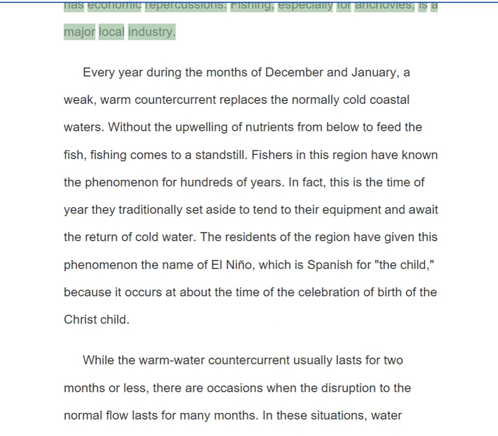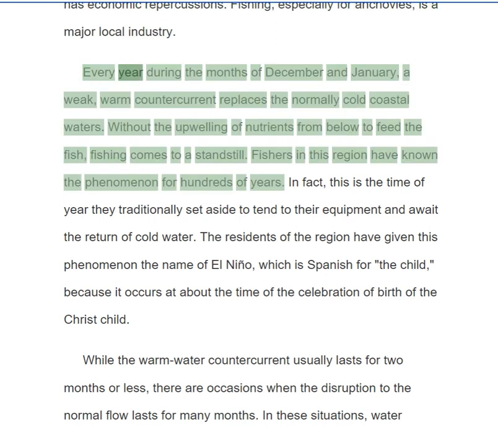This upwelling of water has economic repercussions. Fishing, especially for anchovies, is a major local industry. Every year during the months of December and January, a weak, warm countercurrent replaces the normally cold coastal waters. Without the upwelling of nutrients from below to feed the fish, fishing comes to a standstill. Fishers in this region have known the phenomenon for hundreds of years.